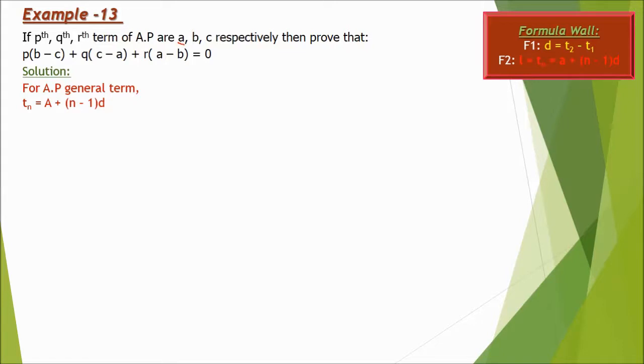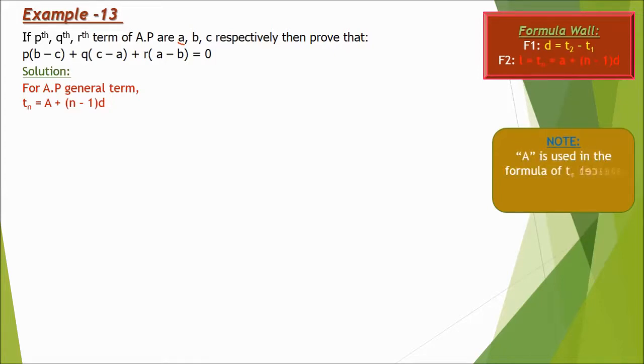For the AP, the general term is A. Why is capital A written? Because small a is already present in the question, here in the question. So to avoid any sort of confusion, we have written capital A. An explanation is there for you. Note: capital A is used in the formula of Tn because small a is already used by the question, so we have to use capital A, and that won't make any difference.